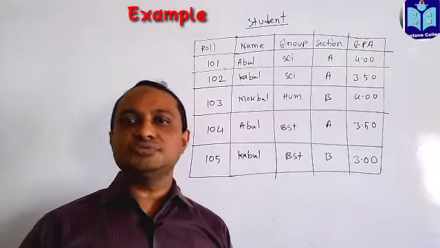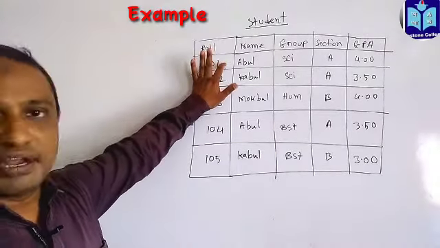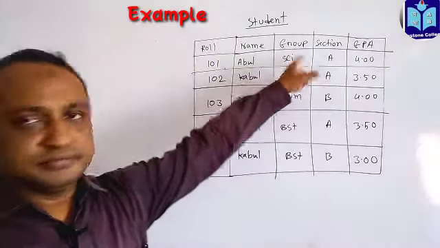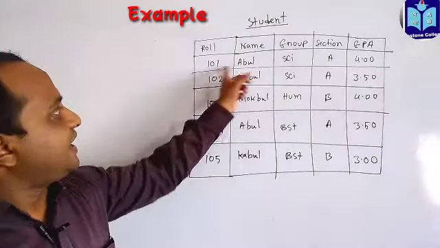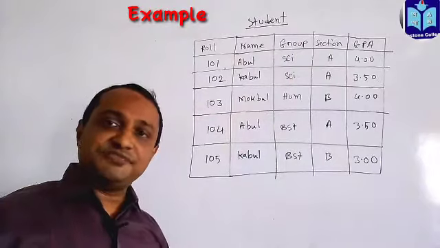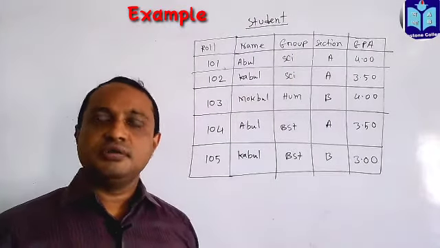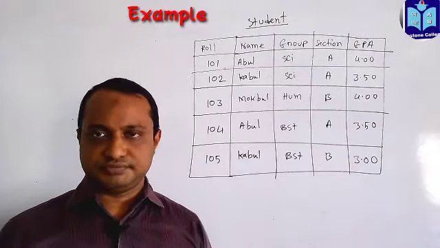I have to use key field. If I say roll 101, then only one student will come to me. Then I can identify specific students. To specify a student or to specify a record, key field is used.